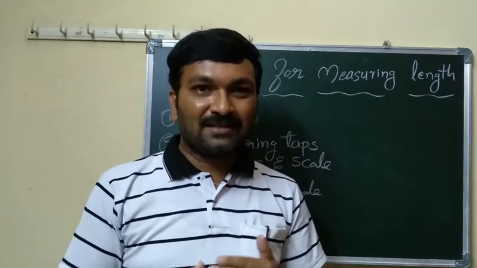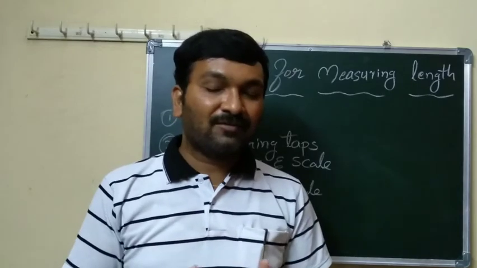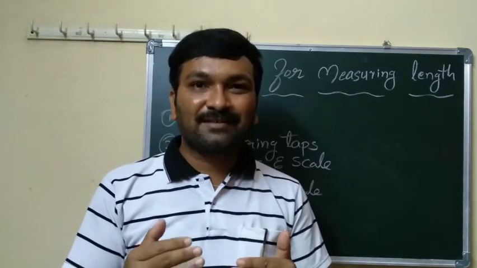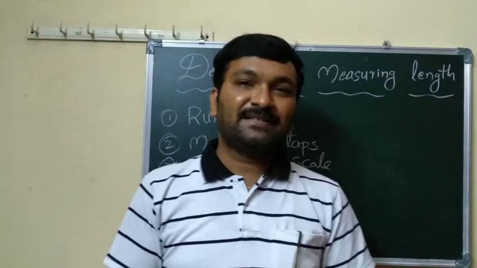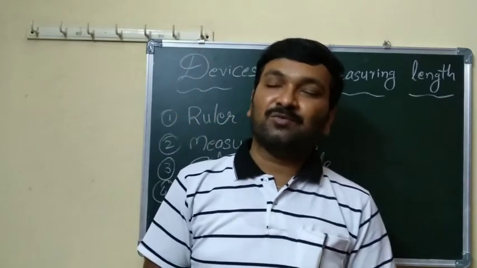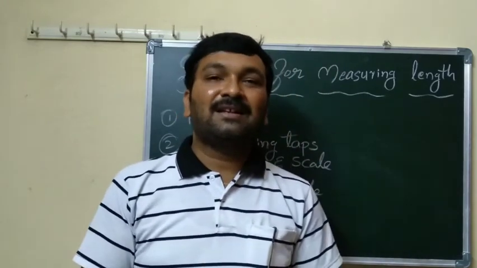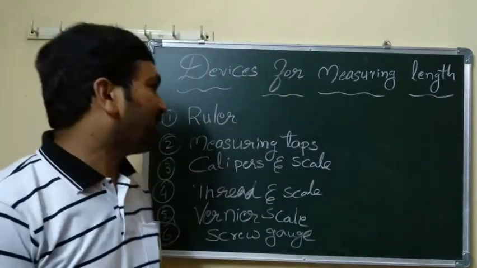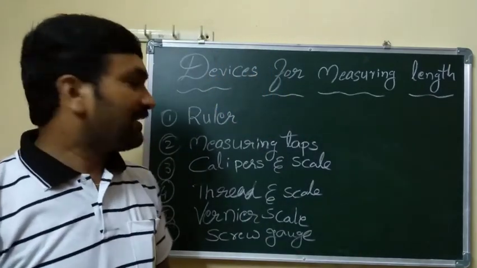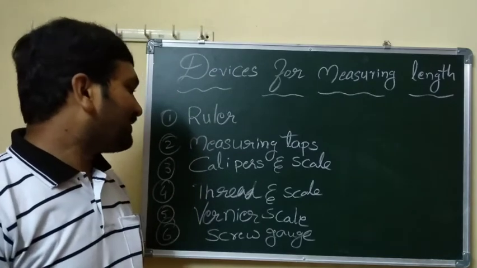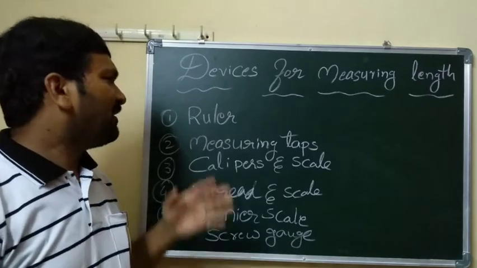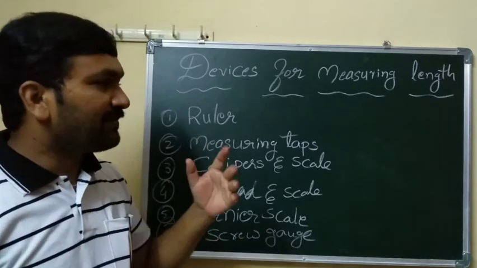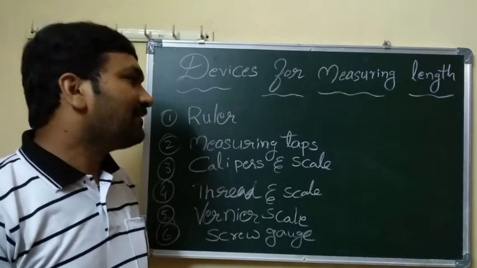But technically we will go on. What you are learning now is physics, which means everything needs a specific reason and proof also. Now, there are many devices to measure length. First is the ruler, then measuring tape, calipers and scale, thread and scale, vernier calipers, and the screw gauge. We use these different devices for measuring length in different cases.